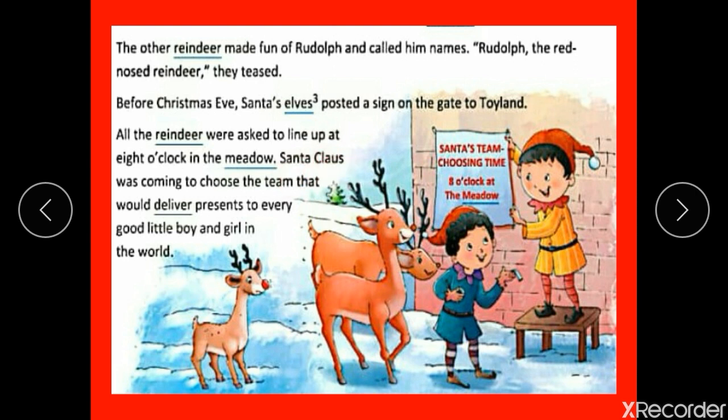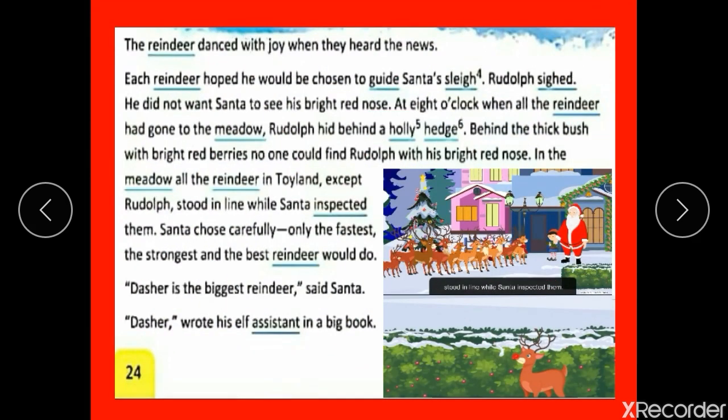Santa Claus was coming to choose the team that would deliver presents to every good boy and girl in the world. So it means Santa is going to choose good quality reindeer to guide Santa's sledge. The reindeer danced with joy when they heard the news.